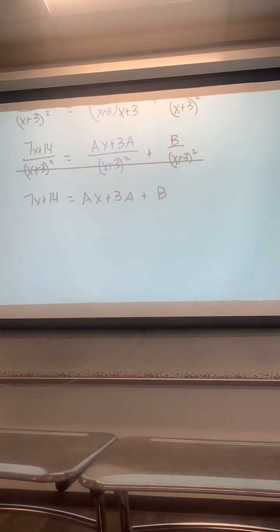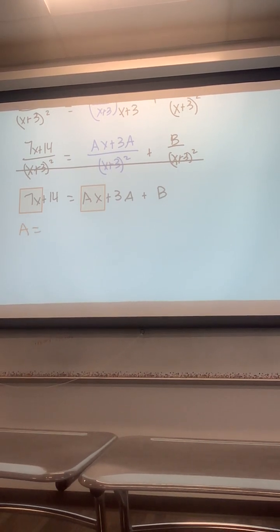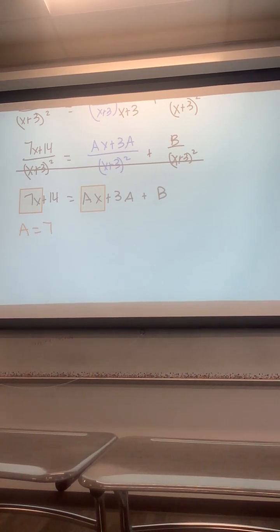And then we're going to do the same thing. We're going to find every term that has an x. It's just those two, right? So what's the value of a? 7. You didn't even have to do anything for that one. A is just 7. And then we can go ahead and find anything that doesn't have an x. And we can say that 3a plus b needs to equal 14.